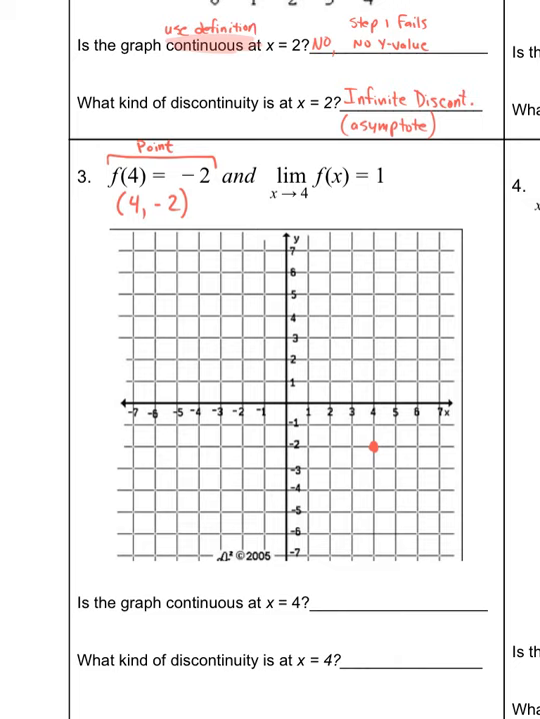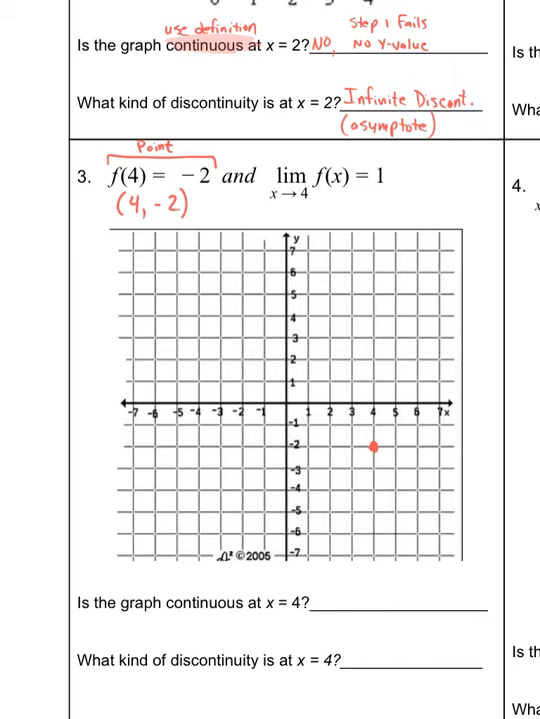The next thing we have is the limit as x approaches 4. So as we get closer and closer to 4 from both sides, the limit has to equal 1. So think about that imaginary line through 4.